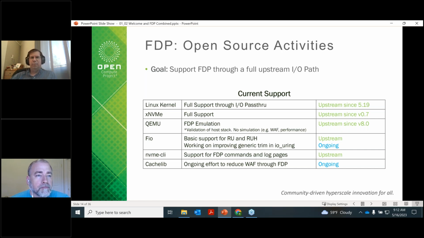So let's talk about some of the open source activities going on here. In the Linux kernel, there's full I/O pass-through since 5.19. xNVMe also has full support. QEMU has also added support. FIO has basic support for RU and RUH, and they're working on improved generic IO trim and io_uring, which is still ongoing. NVMe CLI supports FDP commands and log pages, and CacheLib's work is ongoing. As you can see here, this was ratified in December, and the open source activities are ramping up.